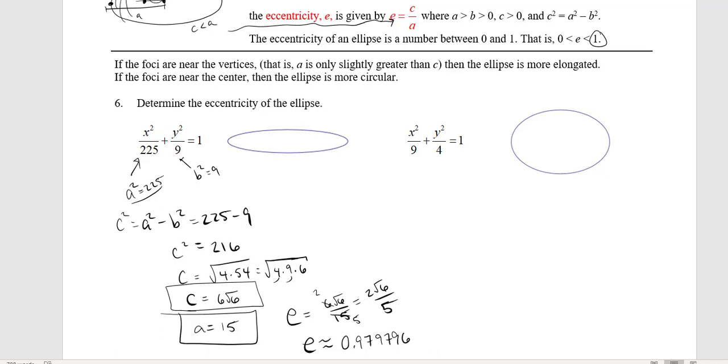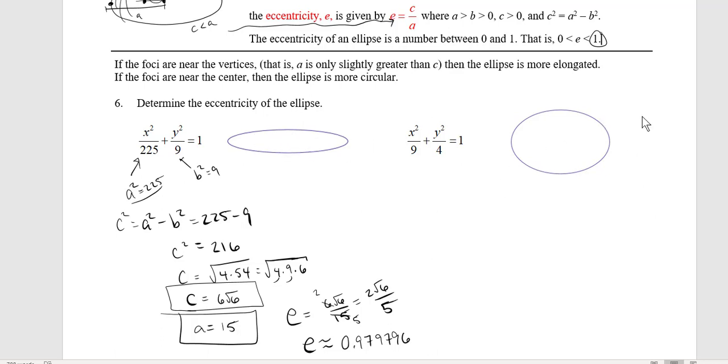Pretty big number, right? That's very close to 1. This is a very eccentric ellipse, right? Which kind of makes sense from the picture here. We're being shown this thing. It looks pretty eccentric, pretty elongated. So this one over here, let's do this.